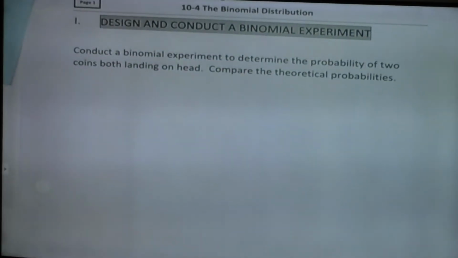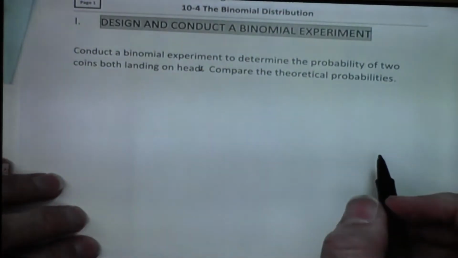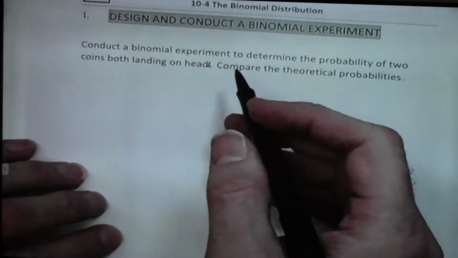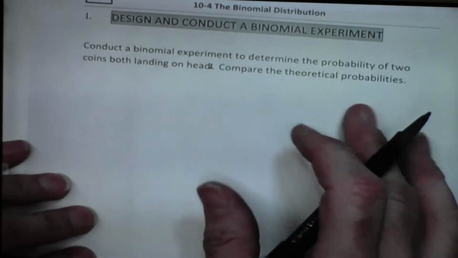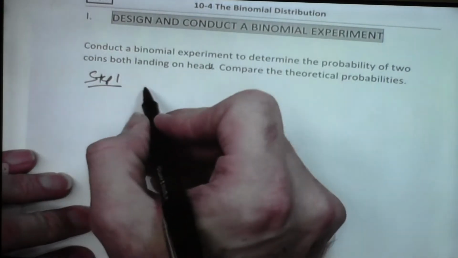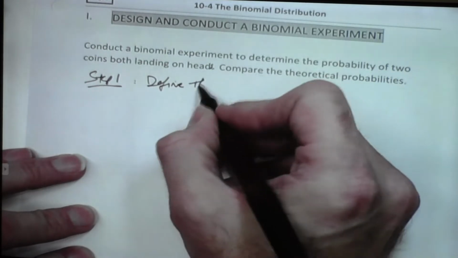So we are going to conduct a binomial experiment to determine the probability of two coins landing on heads. A head or heads, I guess the two heads. Compare the theoretical probabilities, and I guess I should have said with the experimental. Okay. So step one for doing something like this is you define the trial.